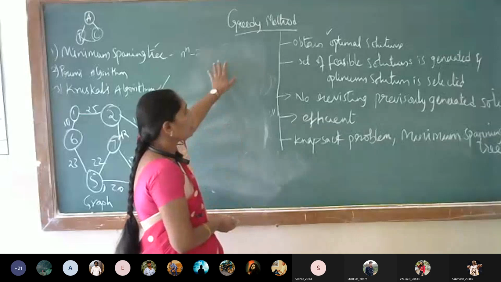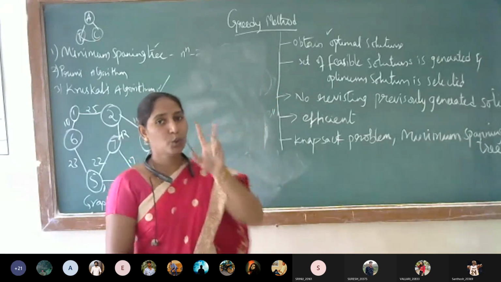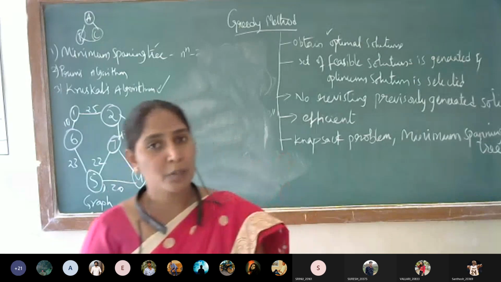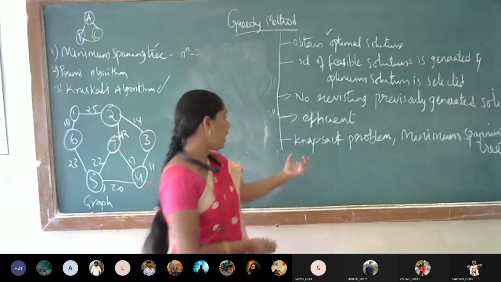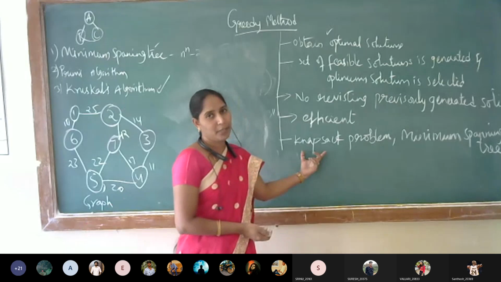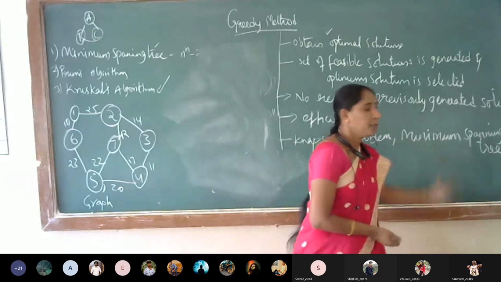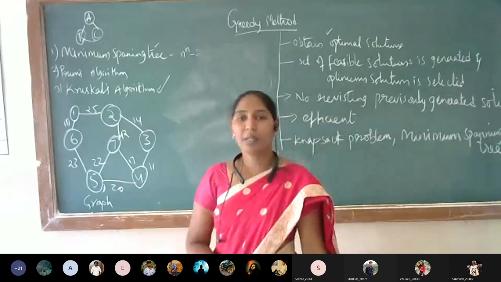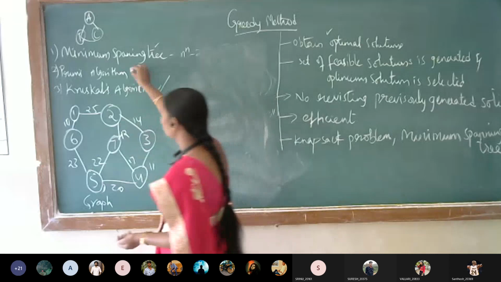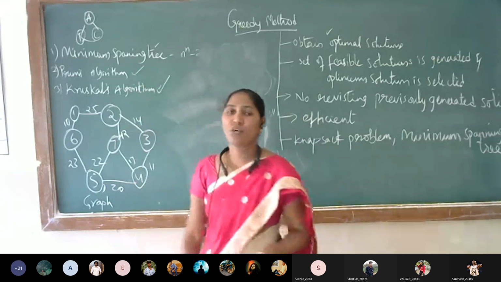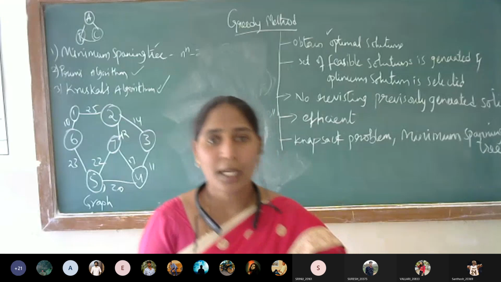Okay, so the best examples of this greedy method are two problems: the knapsack problem and the minimum spanning tree. These are the two different examples of greedy algorithms. In the minimum spanning tree algorithm, either you can make use of Prim's algorithm or you can make use of Kruskal's algorithm. Okay, this is about the greedy method.